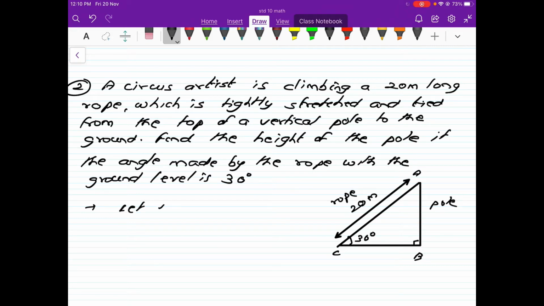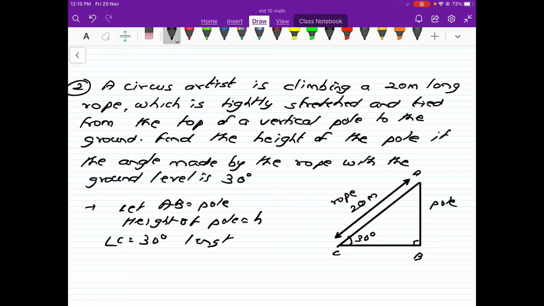So we will say let AB be the pole and let the height of the pole be h. Now the angle given to us is 30 degrees and the length of the rope is nothing but the hypotenuse. So the length of the rope is given to us as 20 meters. Now what do we have to find? We have to find the height. Now please see, we have been given the angle and the hypotenuse. We have been asked for the pole, so that is the opposite side. So that was the small table which we had given.